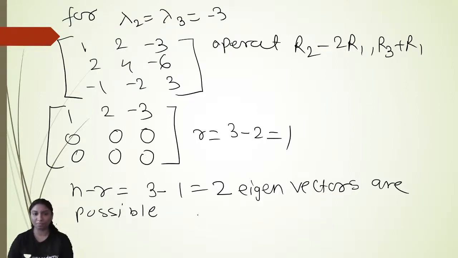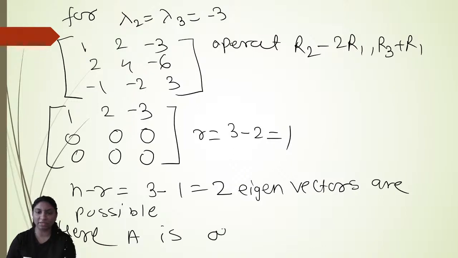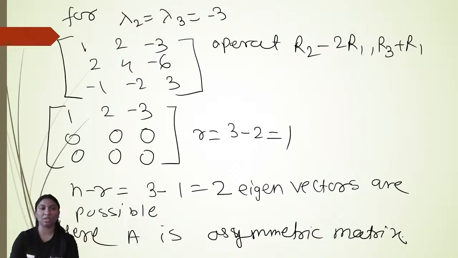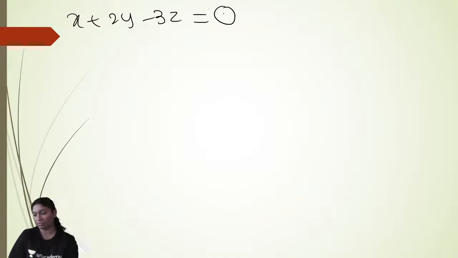Here A is a symmetric matrix. Therefore, we consider x plus 2y minus 3z. So x plus 2y minus 3z is equal to 0.